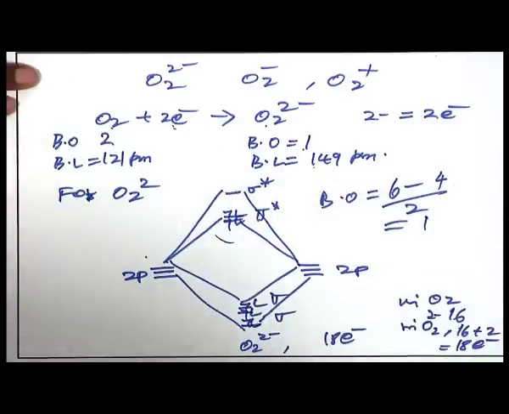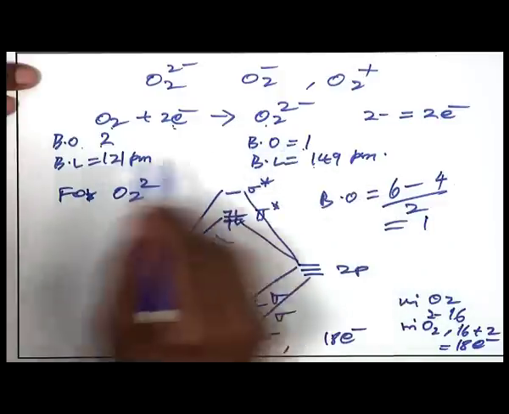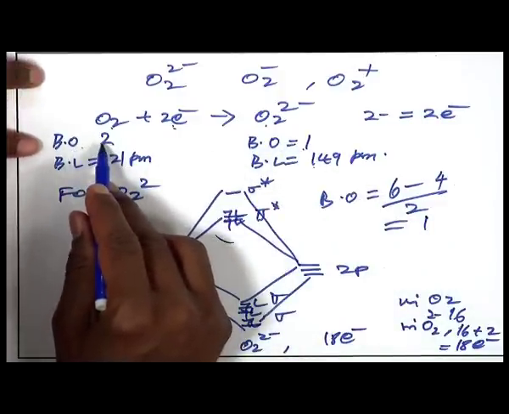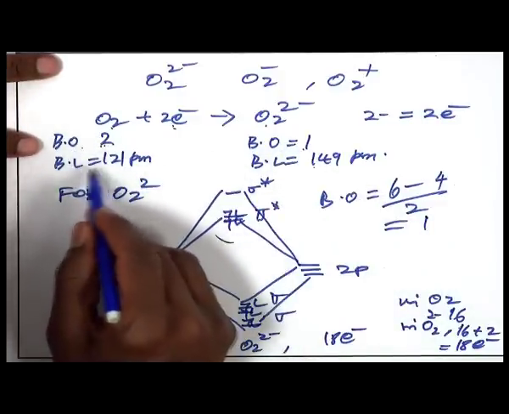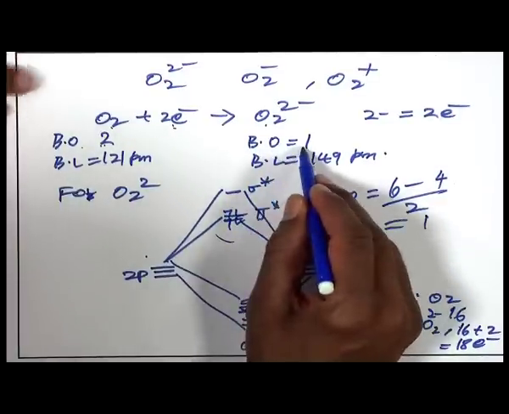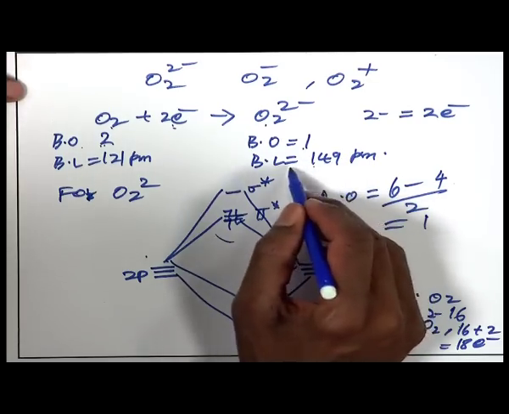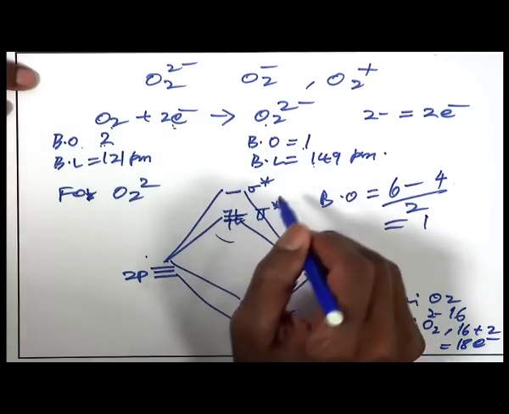Length is increased. As you can see here, the bond order is 2, and here the bond order is 1. When the bond order is higher, the length is 121. And when the bond order decreases to 1, the bond length increases, that is 149.